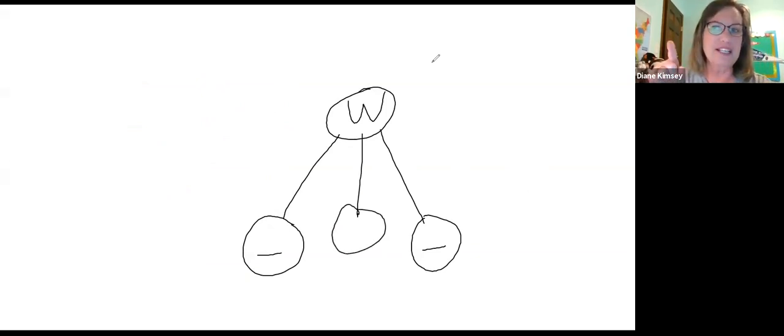Absolutely, but I'm not going to introduce that until we feel really, really secure in understanding two parts. But you bet we can have more than two parts.